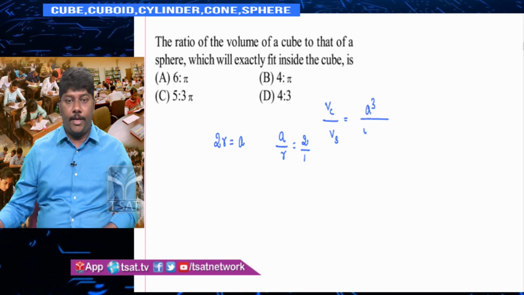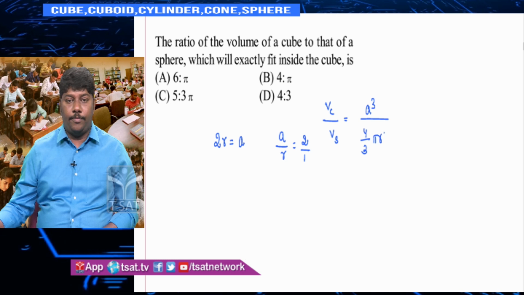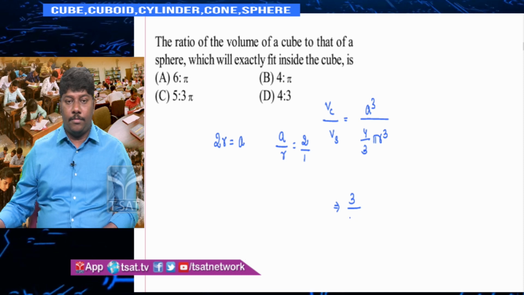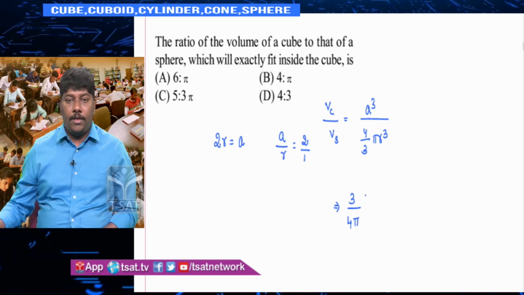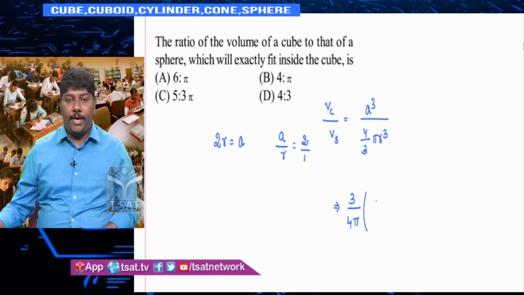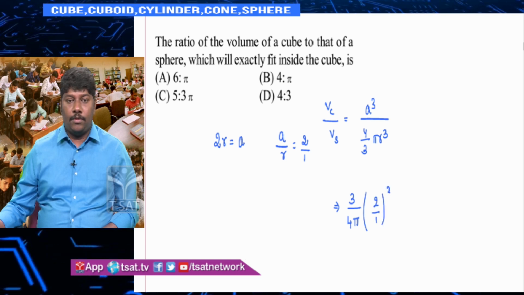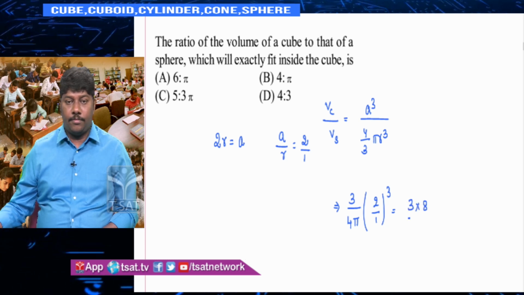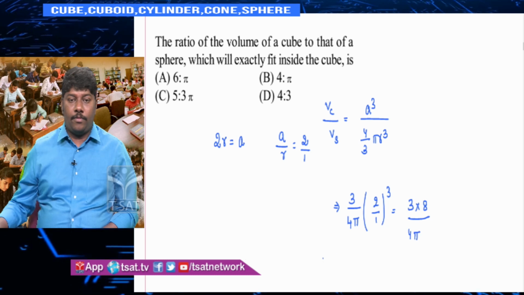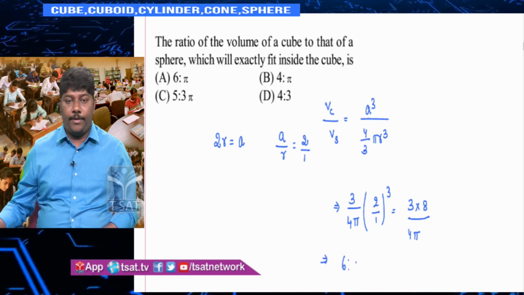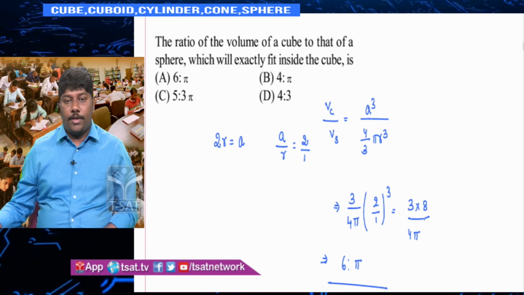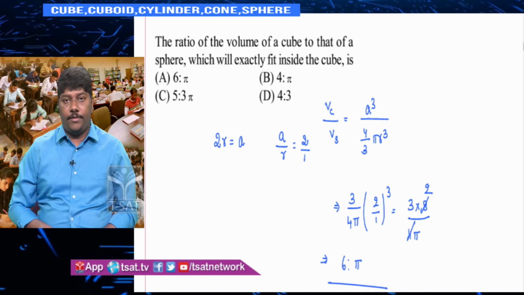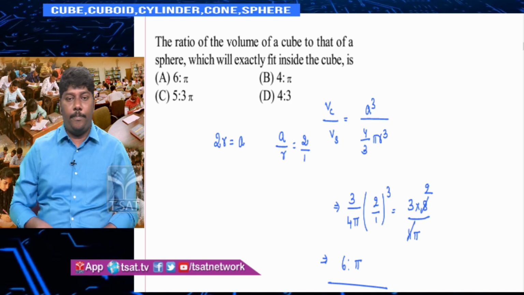Sphere volume is 4 by 3 pi R cube. The 4 by 3 goes up, then it becomes 3 by 4 pi. You will get A by R whole cube. A by R is 2 by 1 whole cube. 3 into 8. The answer is 6:pi. So here 4 ones are 4, 4 twos are. So numerator is 3 into 2, 6. Denominator is pi. So 6 by pi is same as 6:pi here.